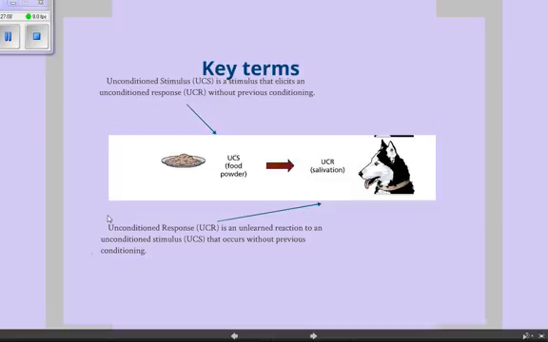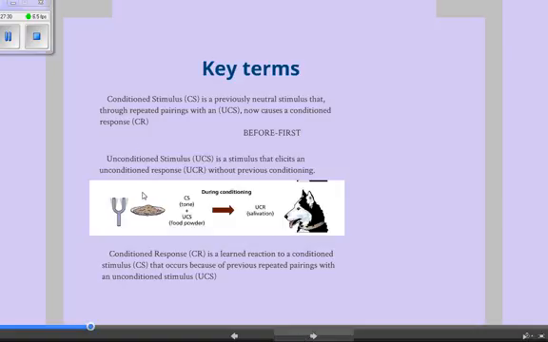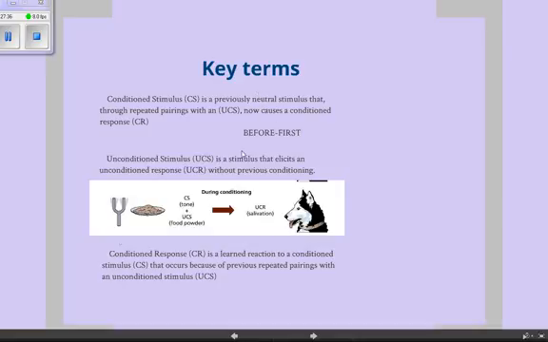You need to be able to tell these terms. If they ask you to identify the unconditional response, you have to be able to say this. Unconditional response is the unlearned reaction to an unconditional stimulus. Next one. Conditioned stimulus is a previously neutral stimulus that through repeated pairings with an unconditional stimulus now causes a conditional response.